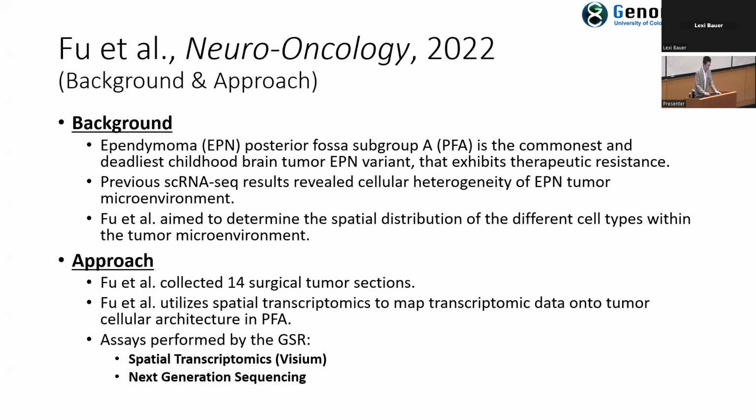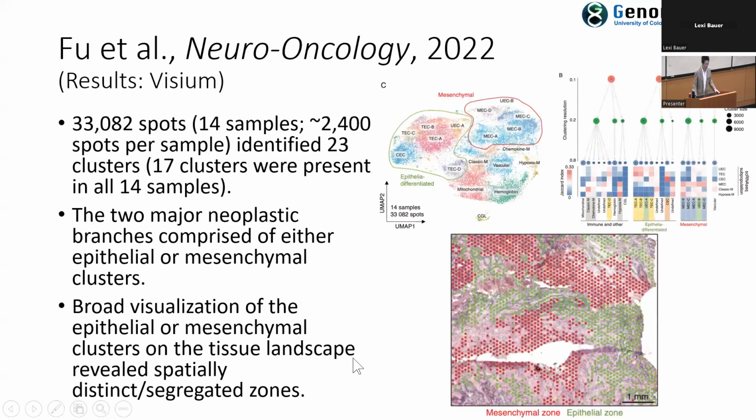Previous single-cell RNA-seq results revealed a cellular heterogeneity of EPN tumor microenvironments, and what Fu et al. aim to do is determine the spatial distribution of the different cell types within the tumor microenvironment. And the approach they took, well, they collected 14 surgical tumor sections. Then they utilized spatial transcriptomics to map the transcriptomic data onto the tumor cellular architecture in PFA. And how we at the Genomics Shared Resource helped was by performing the spatial transcriptomics experiments and next-gen sequencing. So once again, some more busy figures here. So let's take a closer look at what's going on.